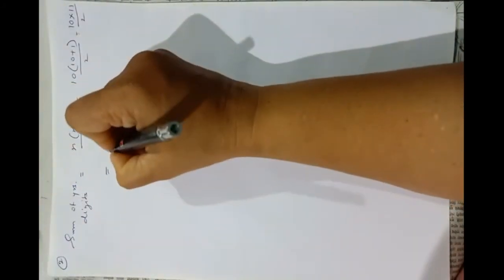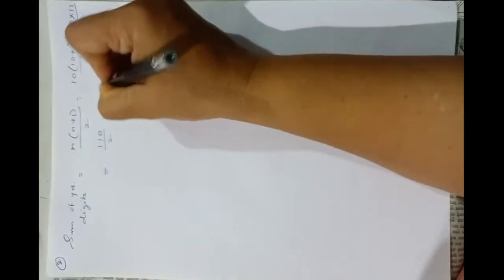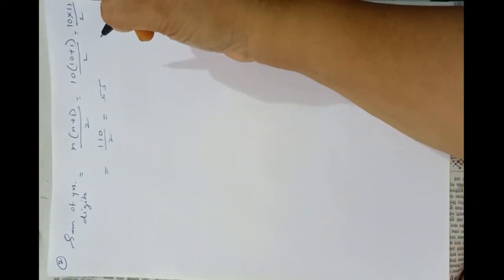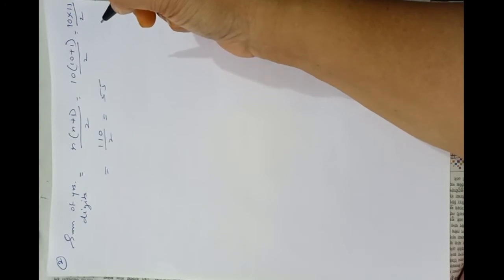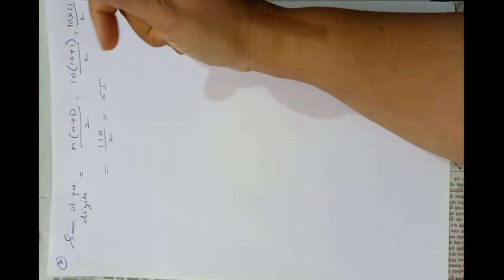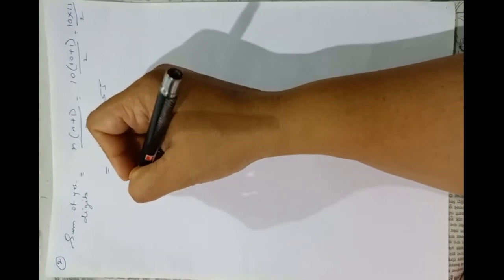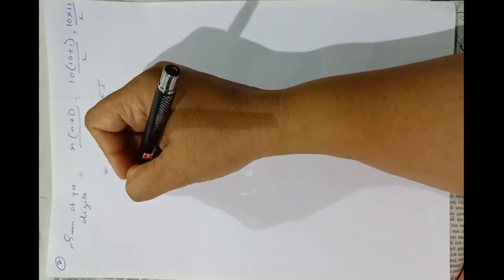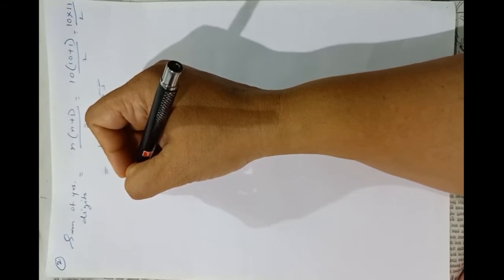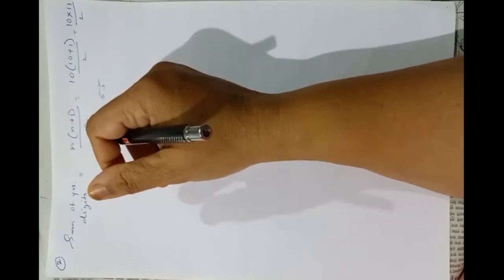Upon 2, that is 55. Okay, so sum of years digits is 55. Now see here, we will calculate depreciation. Now they told us that he has purchased machinery for 10 lakhs and scrap value is 1,20,000. So we have to deduct 10 lakhs minus 1,20,000.